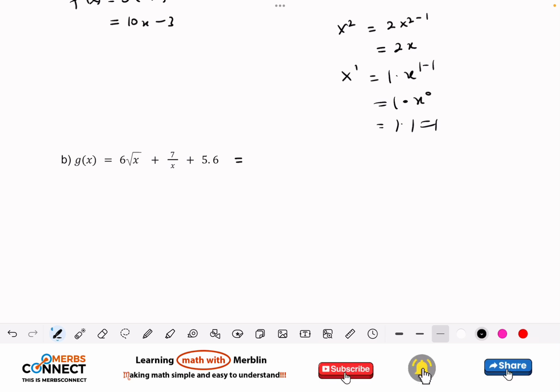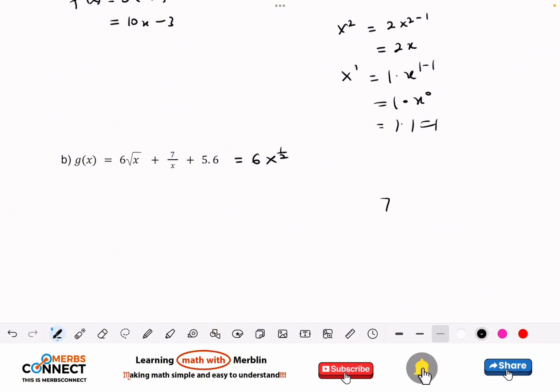So this is the same as 6. Now, what is root of x? Root of x is the same as x to the power 1 over 2, right? So this is going to give us 1 over 2. Nice. Then look at this function here.